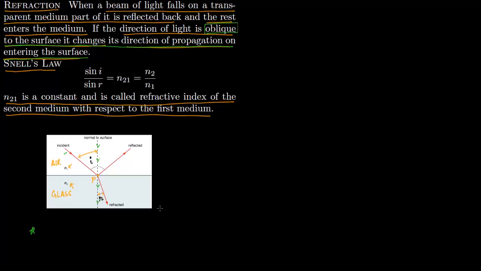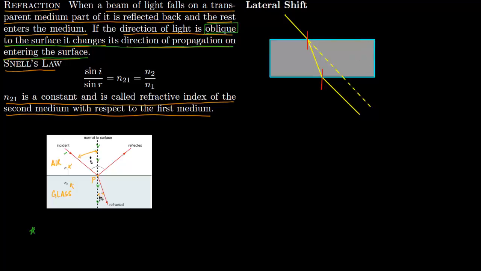Now we talk about lateral shift. Say you have a glass slab like this, or any transparent material, and the light enters from one side. So it enters the glass here. Once it enters, there is refraction, so it changes its direction of propagation. Once it comes out, again there is refraction. So there is refraction at two points, at this point and then again at this point. So the light emerges here.